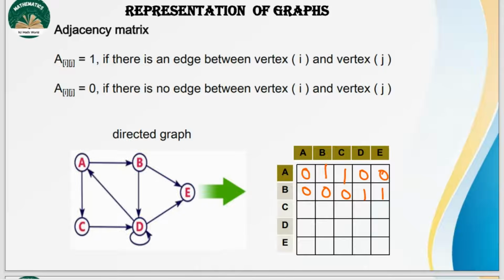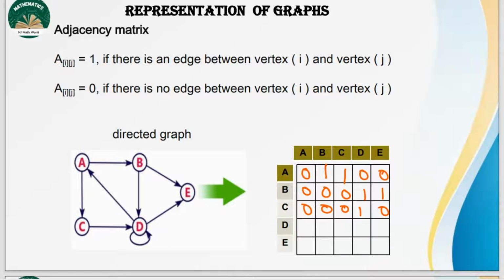You have C to A. C to A we have 0. C to B also we have no connection. C to C no self loop. C to D we have 1. Then C to E we have 0. Then we'll go with the next one, that is D.